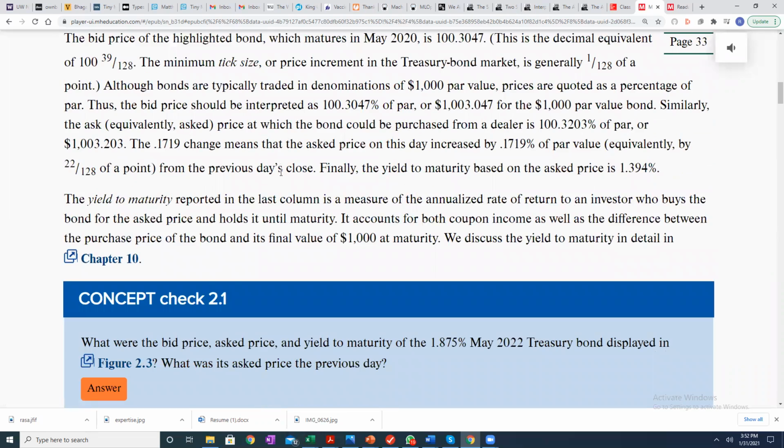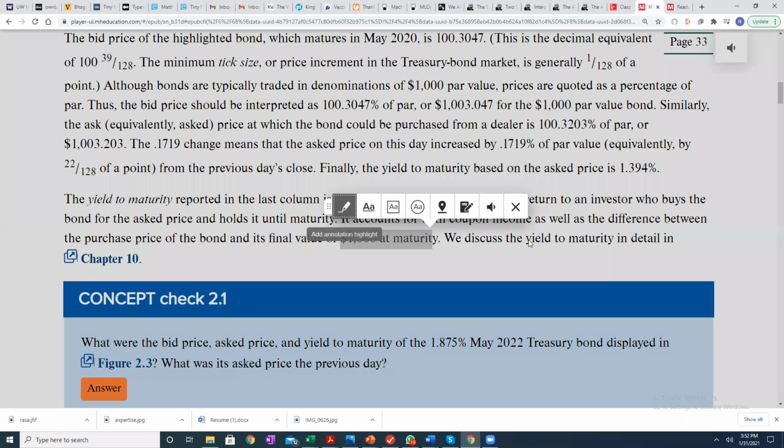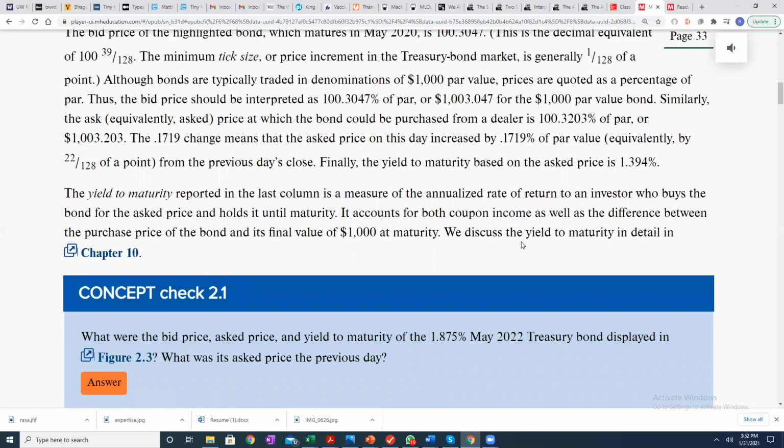The yield to maturity reported in the last column is a measure of the annualized rate of return to an investor who buys the bond for the ask price and holds it until maturity. It accounts for both coupon income as well as the difference between the purchase price of the bond and the final value of $1,000 at maturity. We discuss this yield to maturity in detail later.